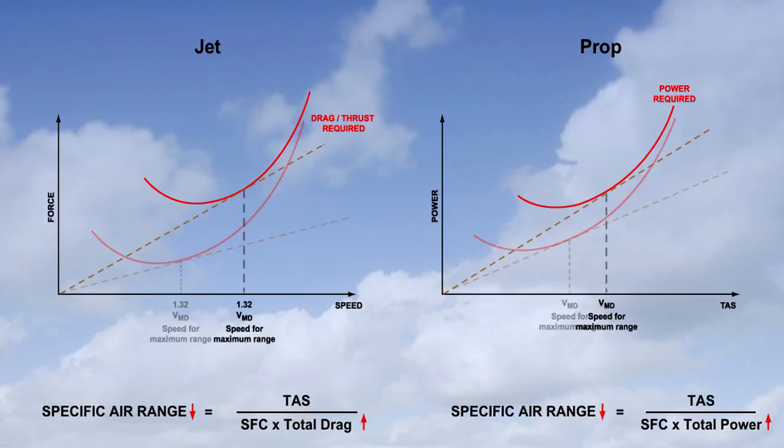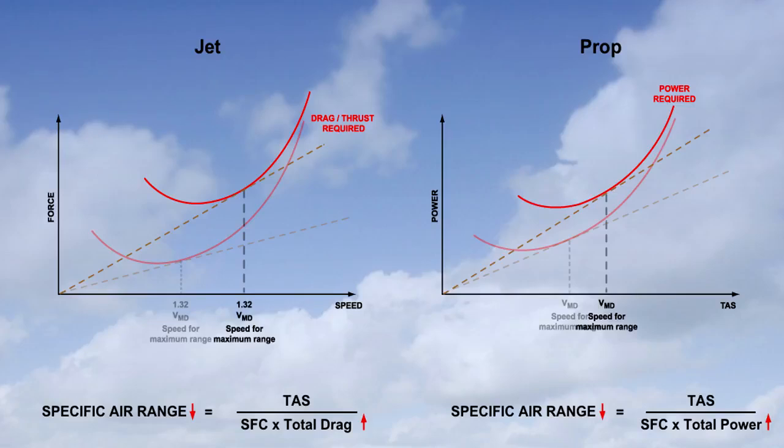Looking at the jet diagram which uses drag, you can see for higher weights the aeroplane is subject to a higher drag force and therefore requires a higher rate of fuel flow. This will decrease specific range. However, notice that the speed for maximum range, 1.32 VMD, is now higher.